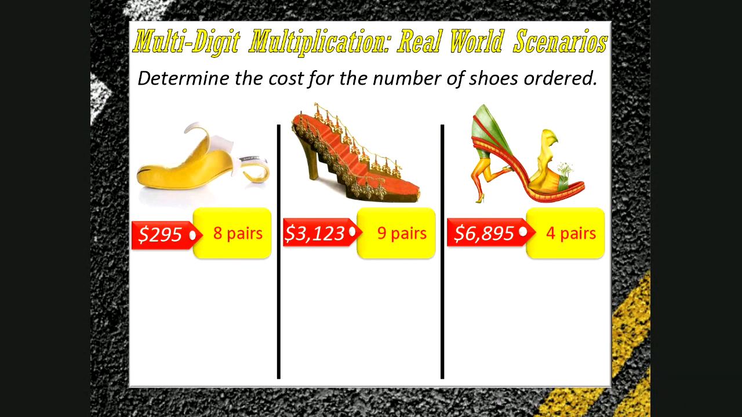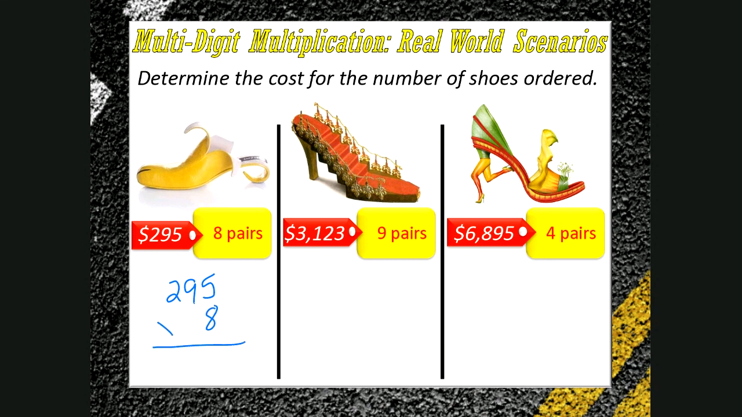You would do it just as we've been practicing with two-digit multiplication already. We would set up our 295. Not really necessary right now to add a decimal point because we don't have any change here. It's a whole number, no cents to go along with it. And then we're going to multiply it by the number of pairs of shoes that we are purchasing.